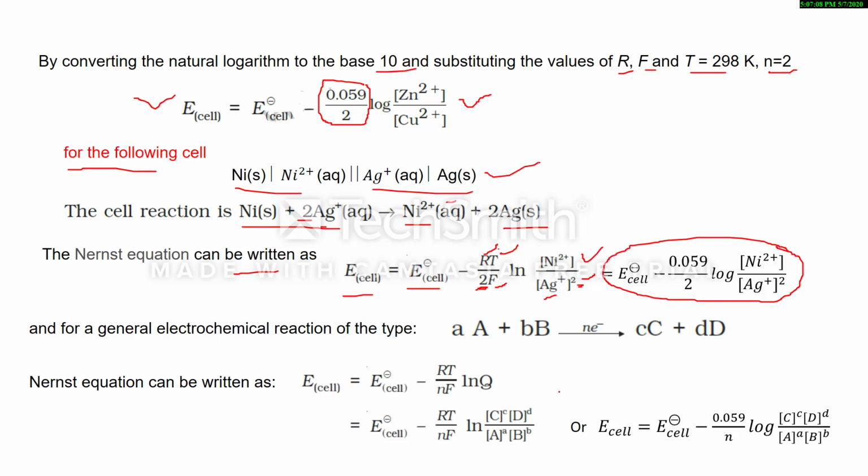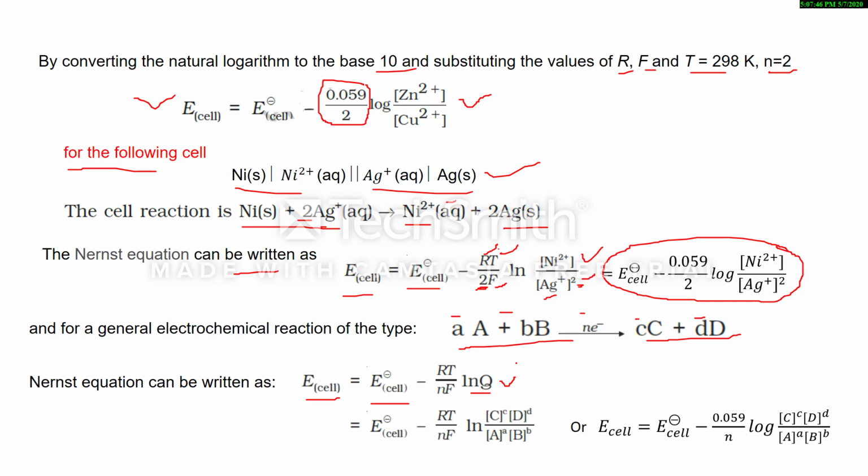Okay, in general, if we write the reaction like this, these are the reactants, these are the products and electrons are exchanging, where small a, small b, small c and small d are the stoichiometric coefficients of the species represented by capital A, capital B, capital C and capital D respectively. Then we can write the Nernst equation. This is E cell is equal to E standard cell minus RT by nF. Now this is ln Q. What is this Q? This is the reaction quotient.